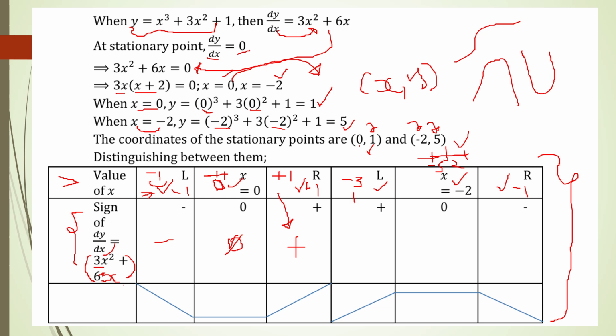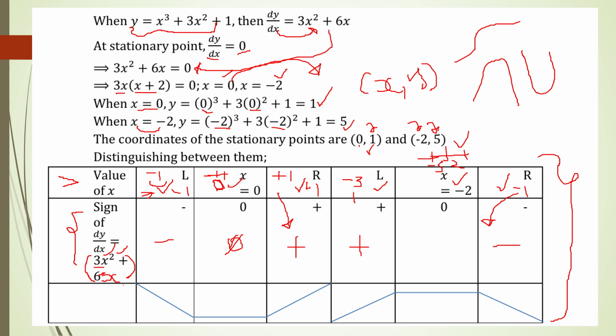So if you substitute negative 3 into this equation, it's going to be 3 times 9, which is 27, then minus 18. So you're going to get a positive, because 27 minus 18 is going to give you a positive answer. Then you also substitute for negative 1, which we assumed here. If you substitute for negative 1, we have already seen here that you're going to get a negative answer. I hope that was clear.